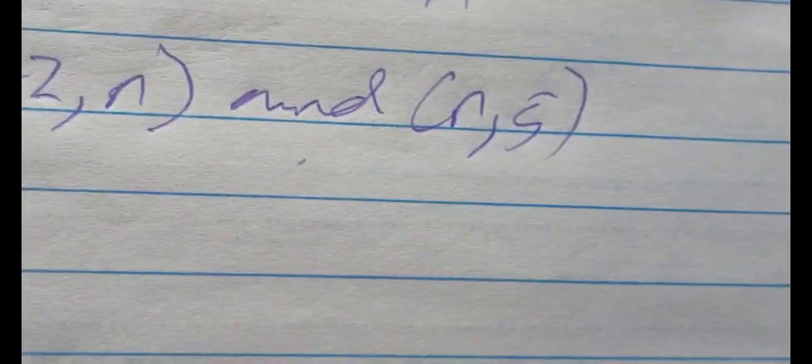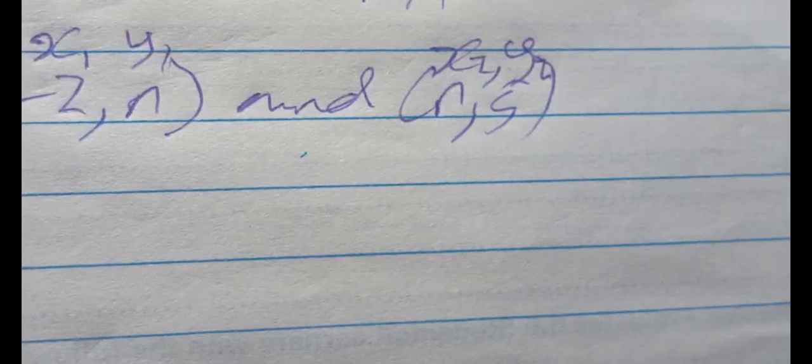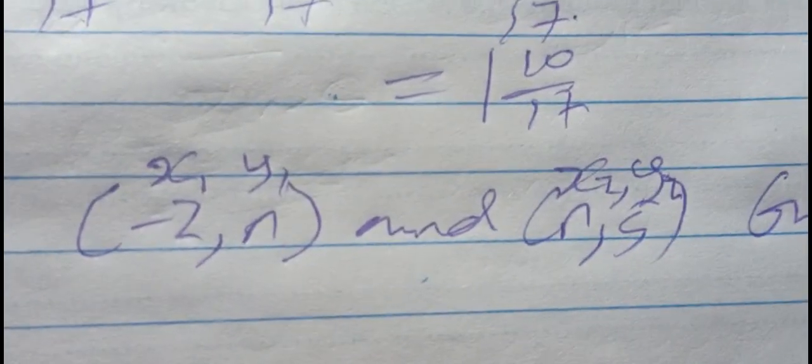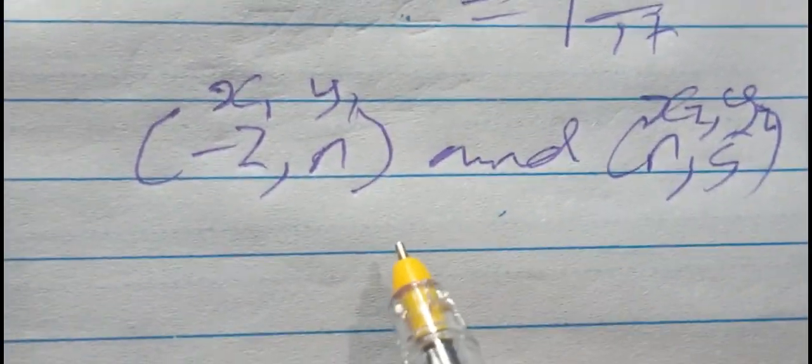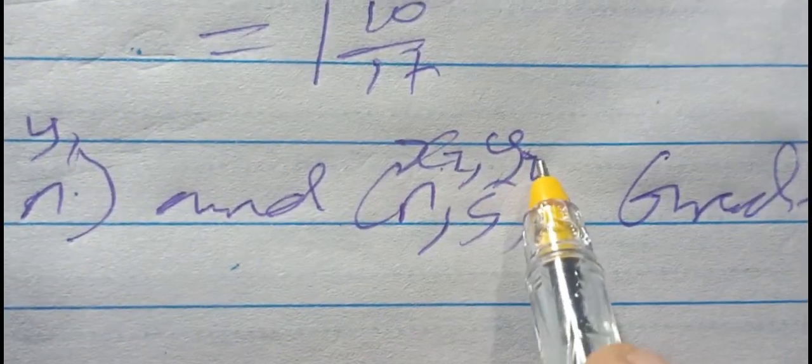A, we are given this as a coordinate, minus 2 and n. And we also have this, n and 5. What we have to do now is just to label it accordingly. Labeling it makes it very easy, because when you label, this is your x1, y1, and this is your x2, y2. And we are given the gradient as 4 over 3.